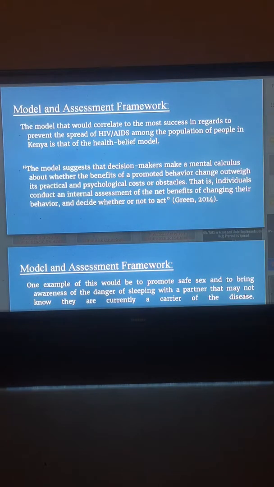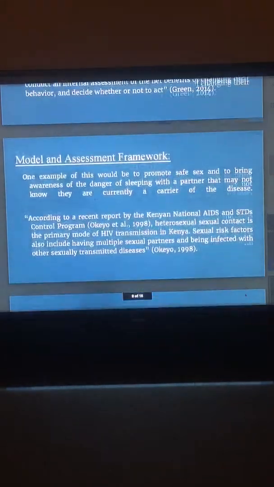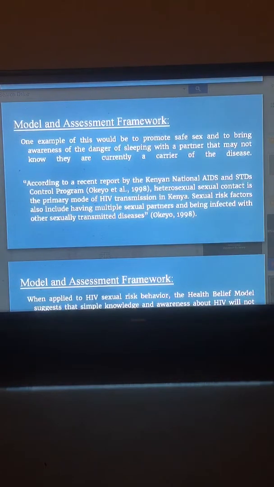We need to make it more known to them that taking these tests and putting themselves in a better position to not be exposed to the spread of HIV/AIDS is actually a good thing. One example of this would be to promote safe sex and to bring awareness to the danger of sleeping with a partner that may not know they are currently a carrier of the disease. Sexual risk factors also include having multiple sex partners and being infected with other STDs at the same time. And we see in this study that heterosexual contact is the primary mode of HIV transmission.